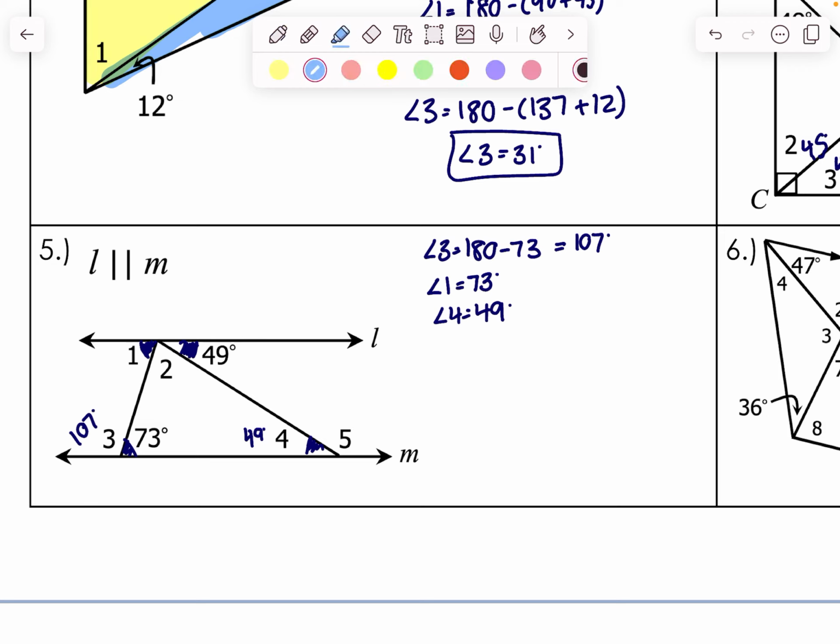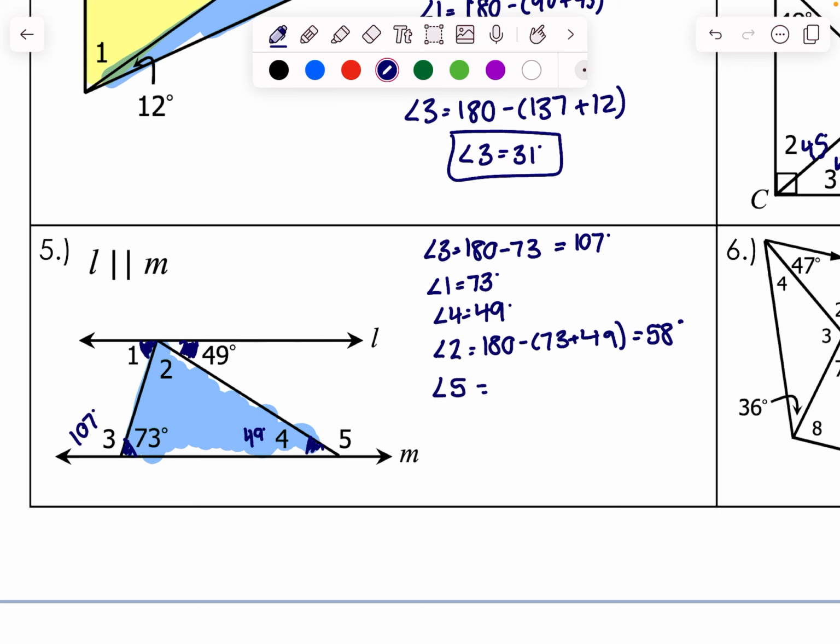Then from here, I can look at my triangle in the middle. I know 2 out of 3 of those angles, so I'm going to add them up, subtract from 180, and I'm going to get 58. And then the last angle that we're missing is angle 5, and that is a linear pair with angle 4, which is 49. So I just do 180 minus 49, and I get 131.